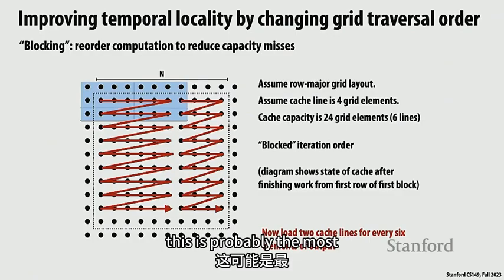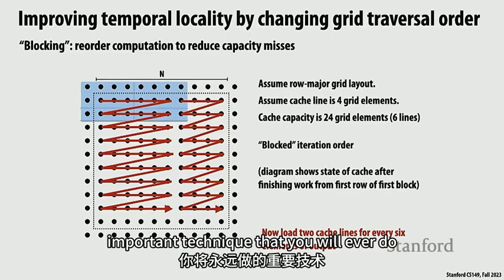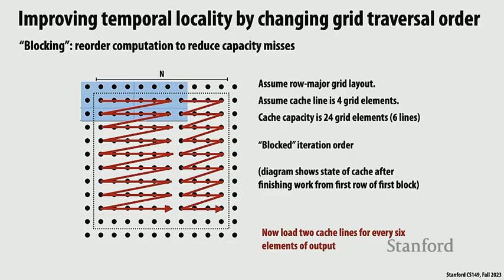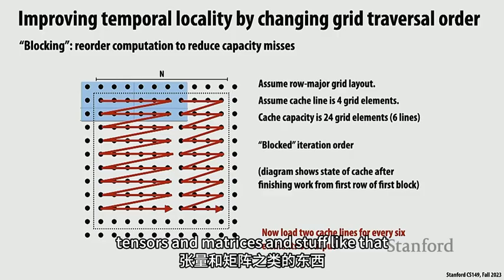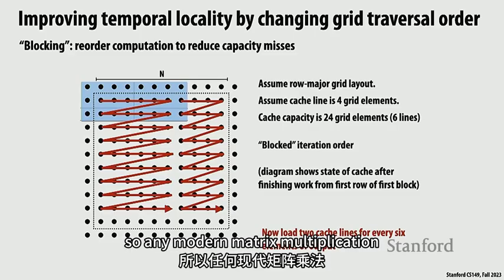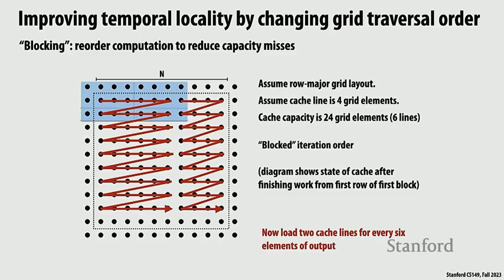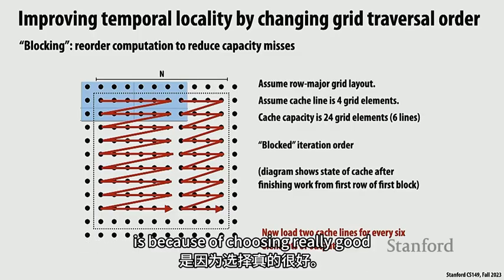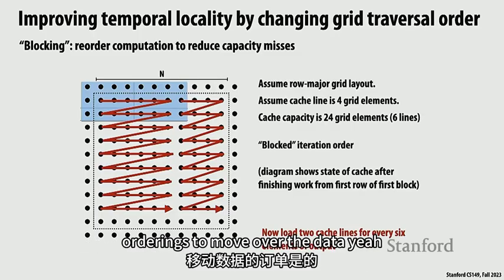This is probably the most important technique that you will ever do in any kind of code that involves tensors and matrices and stuff like that. So in any modern matrix multiplication, any modern tensor operation, the reason why cuDNN is so fast is because of choosing really good orderings to move over the data.